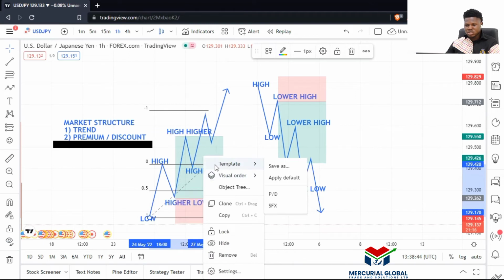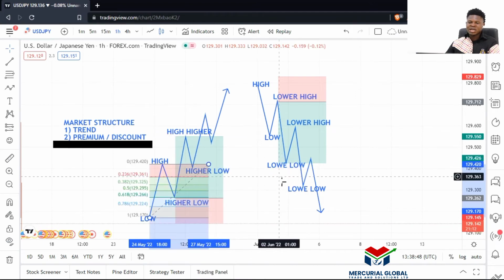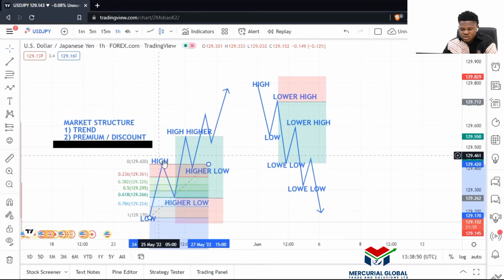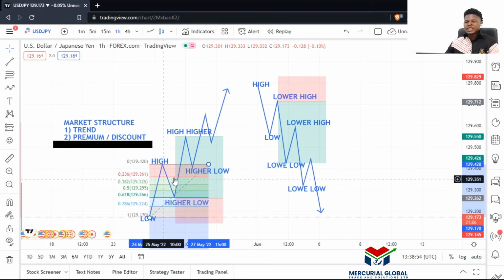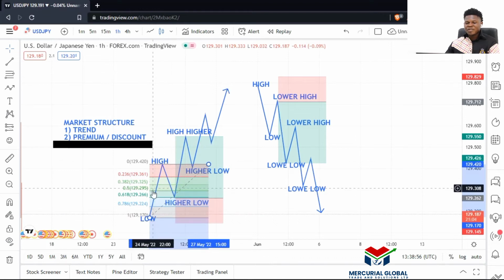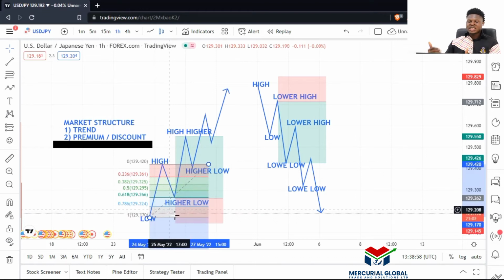Let me just use the default setting so I can show you what I'm talking about. Apply default, from the high to the low. The 0.5 level and above is called premium, while the 0.5 level and below is called discount.